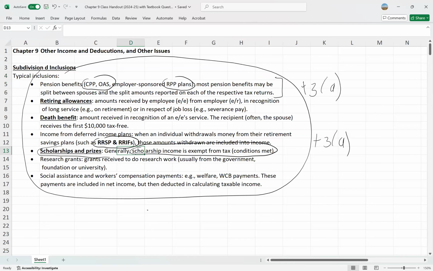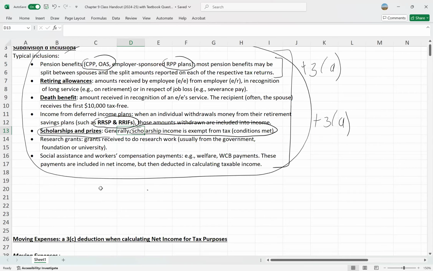So once again, the beginning part of chapter 9 just talks about these other amounts that would be included in 3A when you are collecting these types of income. So not too much to focus on in that respect. As I mentioned at the beginning, the majority of this chapter will focus on deductions.